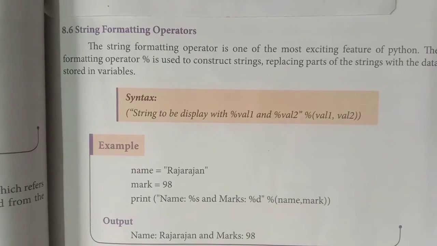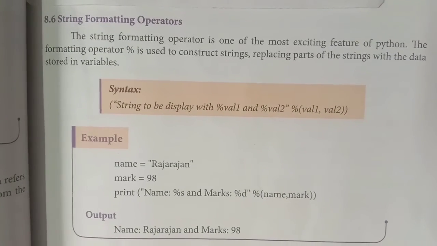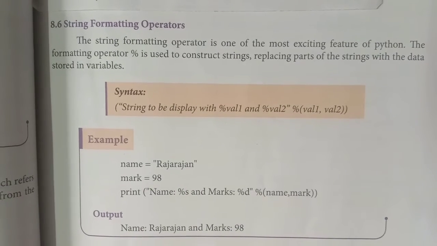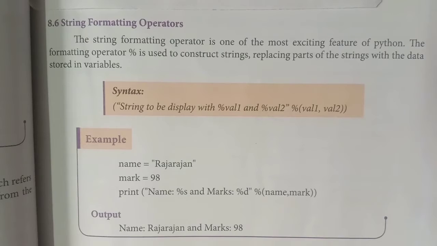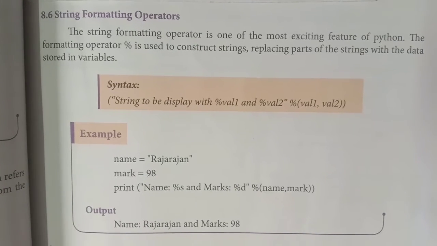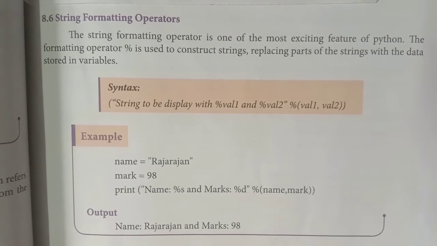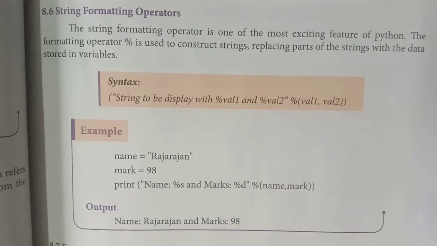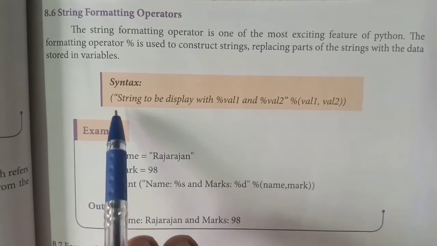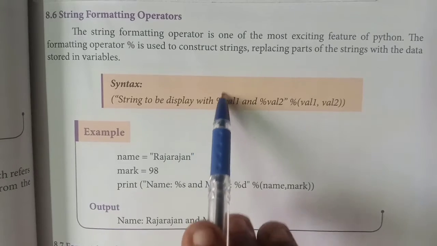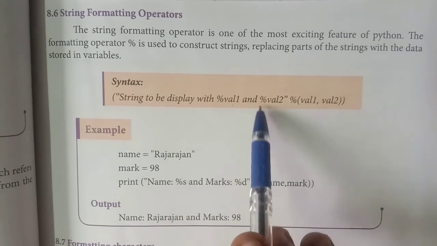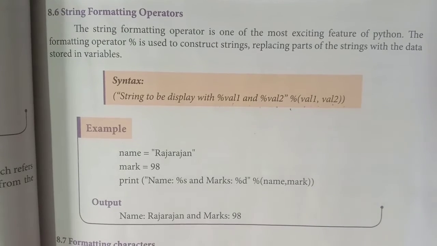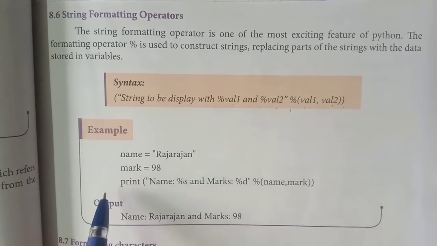Next we have the string formatting operator. The string formatting operator is one of the most exciting features of Python. The formatting operator percentage is the symbol which we use to construct a string, replacing part of the string with the data stored in variables. The syntax is the string to be displayed with percentage value 1 and percentage value 2, percentage value 1 comma value 2. Then the example is given for you.